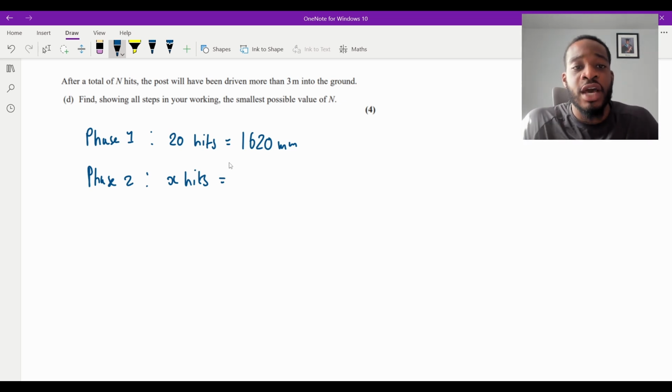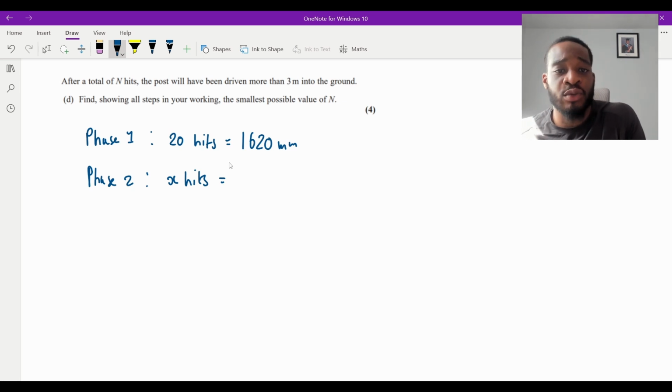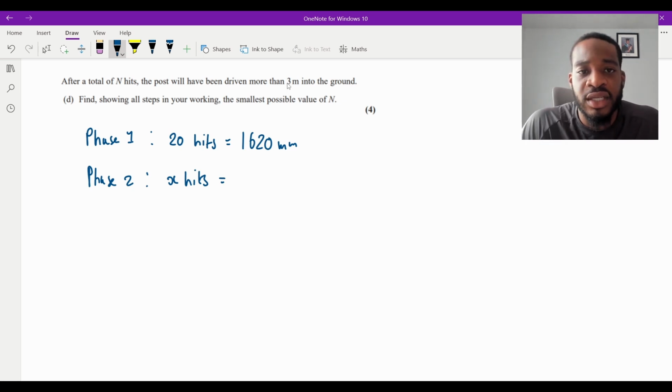And then we know that in total, the metal post would have been driven more than 3 meters into the ground. Now, 3 meters, remember, is 3,000 millimeters, right? So we need to figure out, if it's been driven more than 3,000 millimeters into the ground, and in the first part it's been driven 1,620, what would the millimeters be that we're looking for, right?